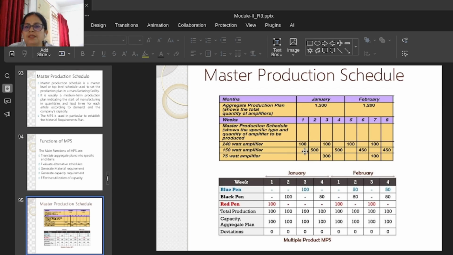If you calculate this in 1, 2, 3, 4, suppose these are the weeks. In the first week we are producing 100. Second, 150 watt we are producing 500. Then 240 units we are producing 100 in the third week. Also in the third week, 75 watt we are producing 300, and in the fourth week we are producing 150 watt amplifier of 500. If you go on doing the total, this is total 1500. Like this, the master production schedule will tell us the time when we need to produce and how much we need to produce.